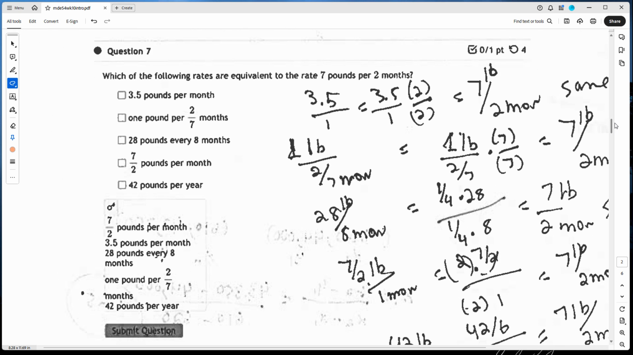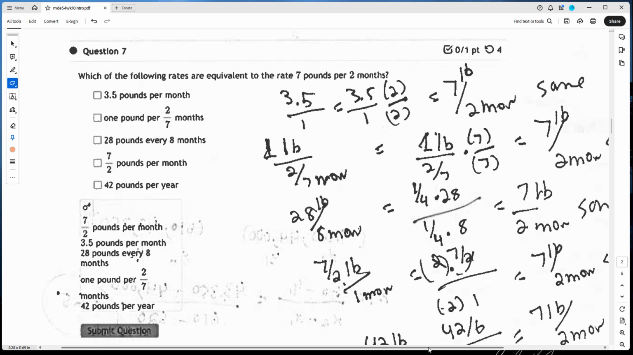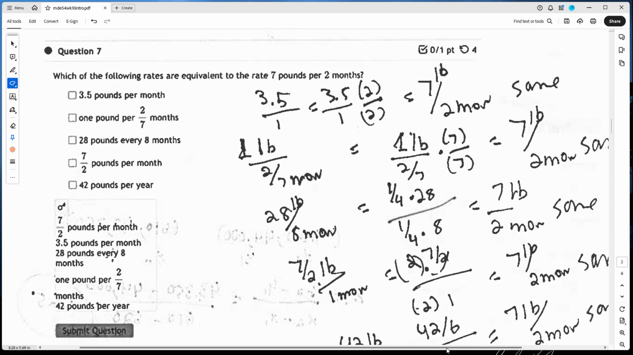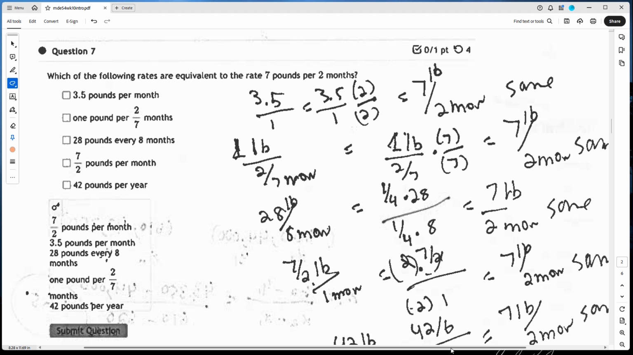Number 7. Which of the following rates are equivalent to the rate 7 pounds in 2 months? So I took the rate as it was given and just rewrote it. See which ones I could rewrite in terms of 7 over 2. So the first one here is 3.5 pounds per month. I just multiplied it by 2 and I end up with 7 over 2 here. So that one's the same.